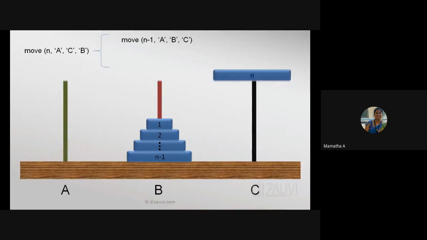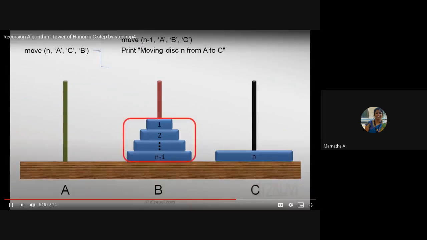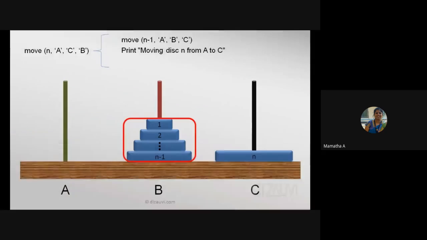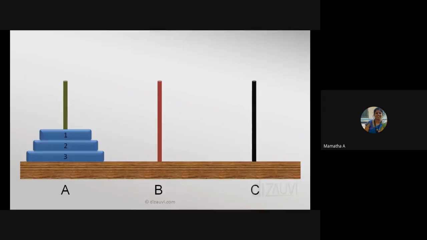Then we can move disk n from A to C, which is what we can print. And then we recursively move these n-1 disks from tower B to tower C using tower A. So we can again call the move method recursively with this different set of parameters. And this whole recursive approach just needs to be synced in a little. And to help with that, let's revisit that 3-disk example again.